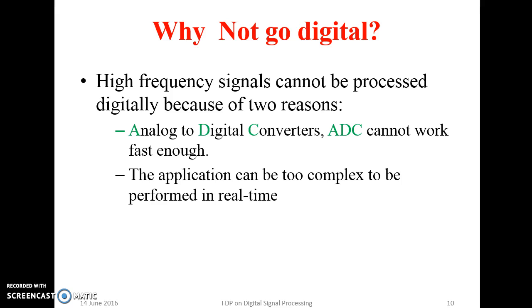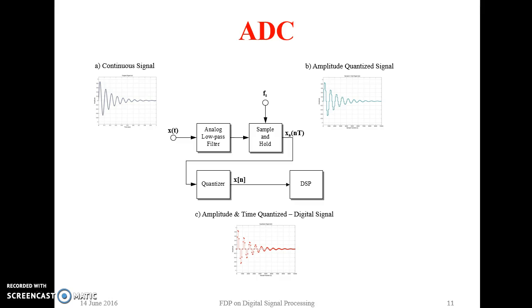Usually high frequency signals cannot be processed digitally because of two reasons. The first one is analog to digital converters. The ADC cannot work fast enough. The second one is that the applications can be too complex to be performed in real time.